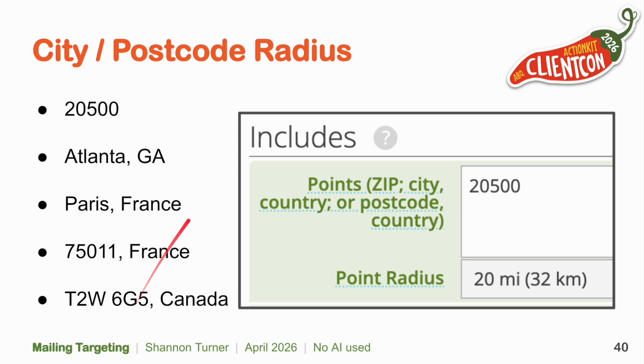Next up is city and postcode radius. This is pretty straightforward. If you are just using a US zip code, you can put the zip on its own and choose your radius. If you're using a US city, you can include the state to differentiate it from other cities by the same name in other states. But in either case, you'll just choose the radius around those points.